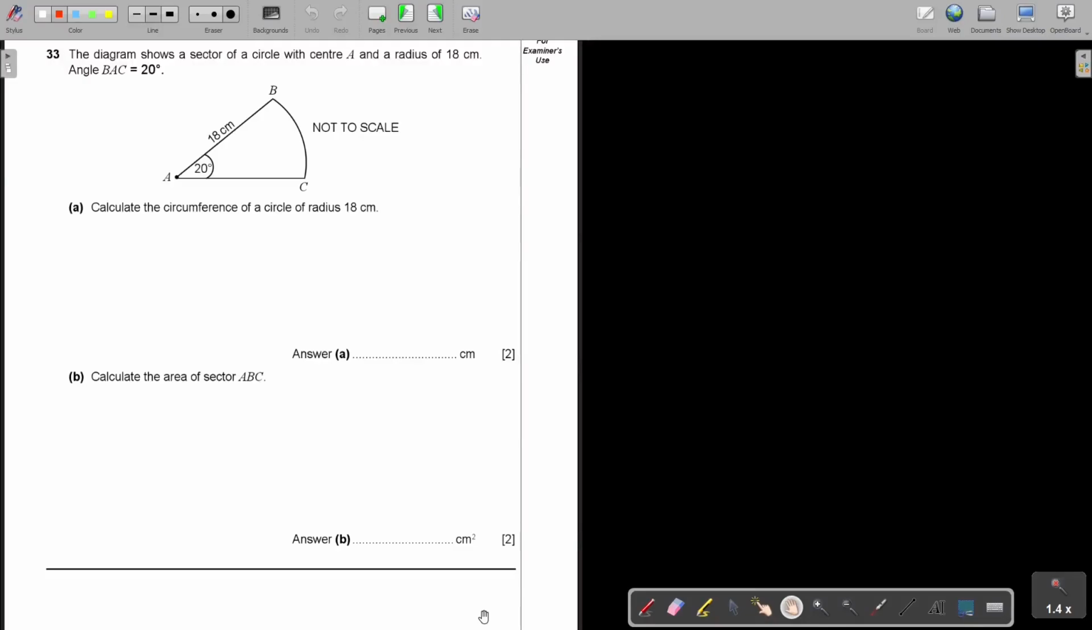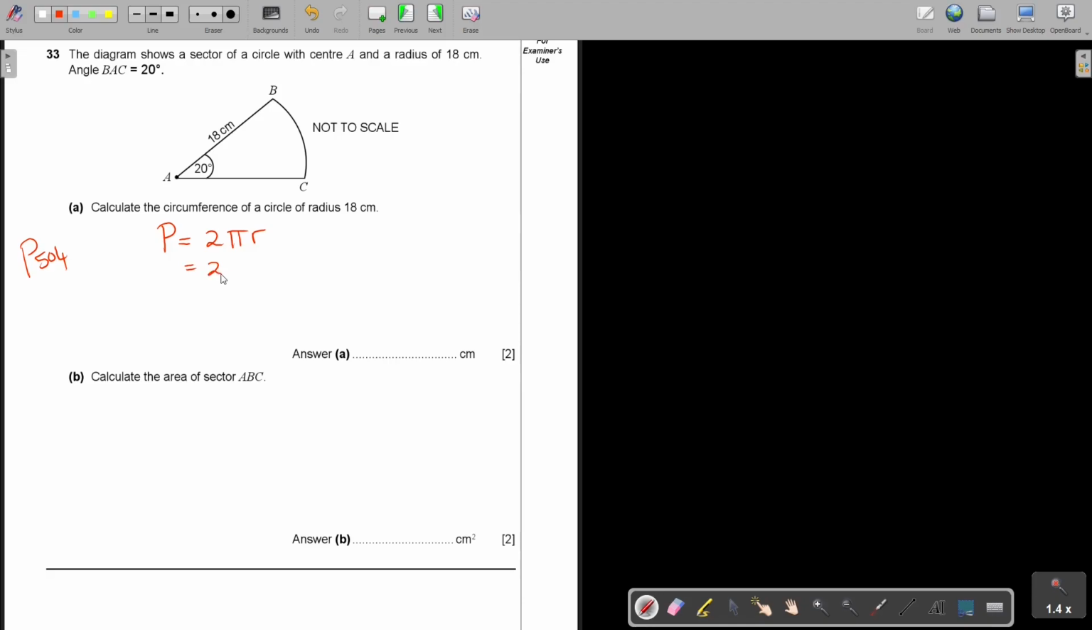Question number 33. The diagram shows a sector of a circle with center A and a radius of 18 centimeters. Angle BAC equals 20 degrees. Calculate the circumference of a circle, not the sector, a circle of radius 18 centimeters. So you will find a very nice picture in part 2 of the mathematics, y equals mx plus c, on page 504. Then you will see the sector. But there on page 504, I think maybe page 505, you will just see the normal formula for the circumference of a circle. And that's 2 pi r, not pi r squared, that's for area, 2 pi r.